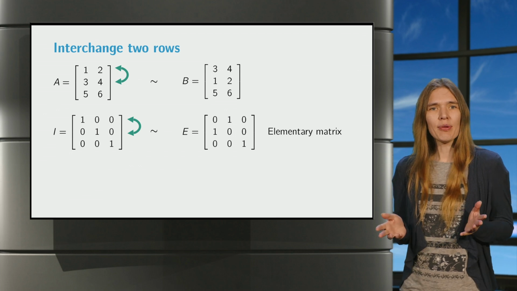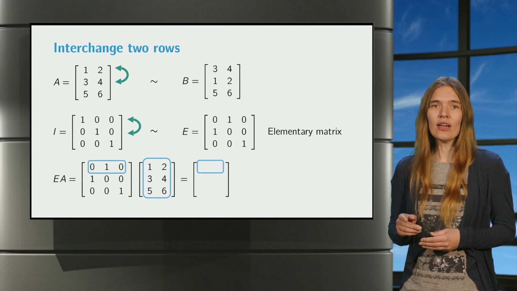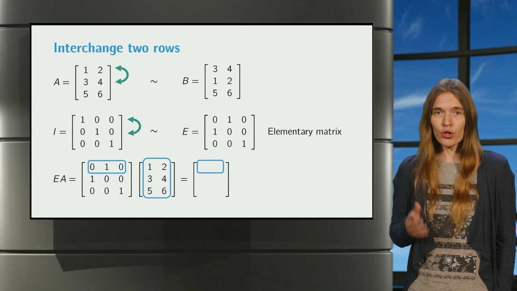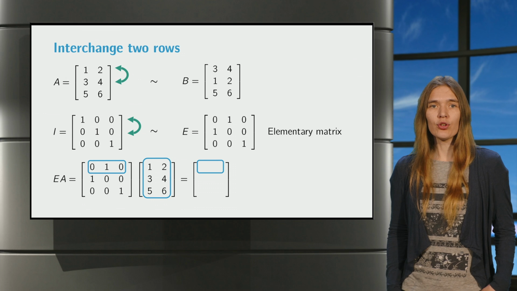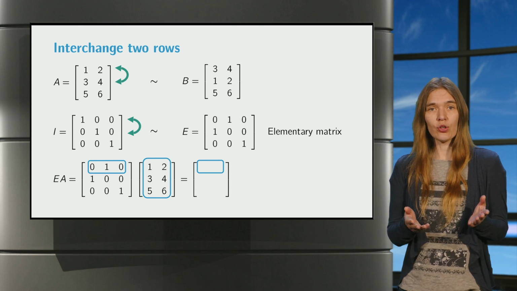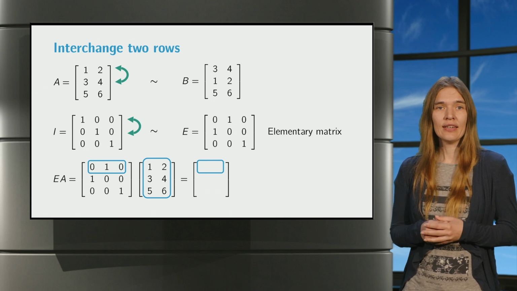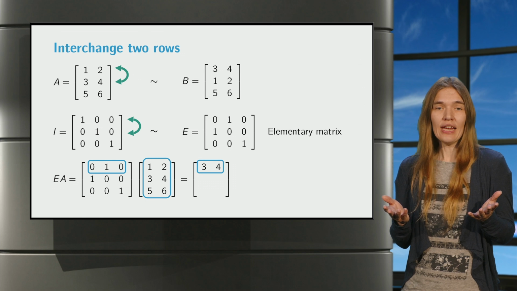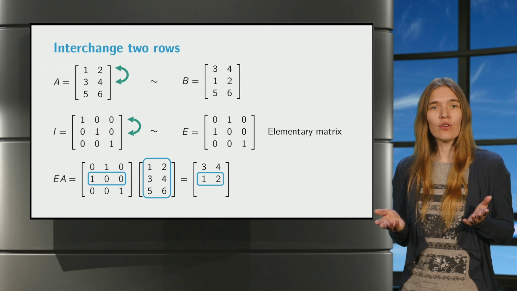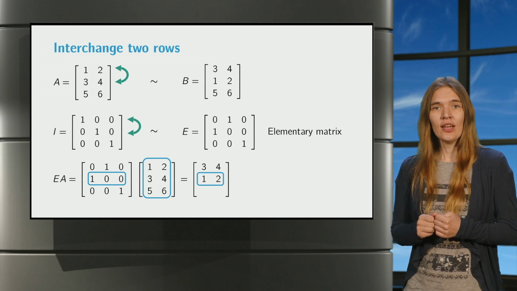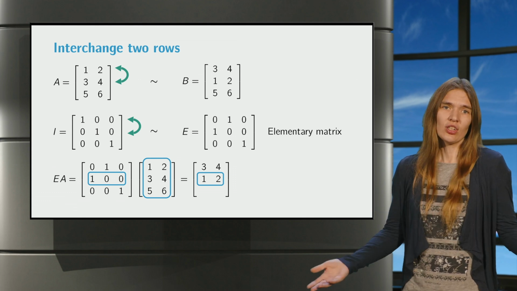To analyze what happens once we multiply A from the left by this elementary matrix, we take a row by row perspective. The first row of EA is a linear combination of the rows of A, using the elements of the first row of E as coefficients. 0 times row 1 of A, 1 times row 2 of A, plus 0 times row 3 of A. This is exactly the second row of A. Next, we construct the second row of EA, using the second row of E and the whole matrix A. We get 1 times the first row of A, plus 0 times the other rows, which is just the first row of A again.